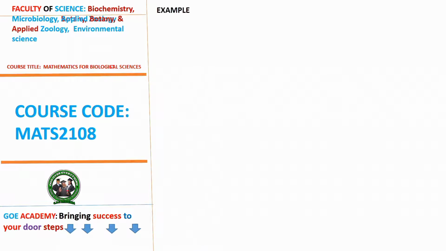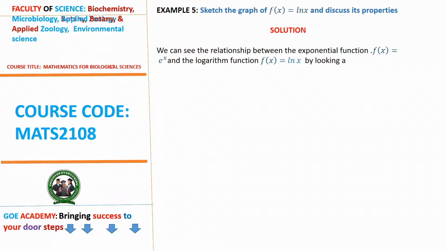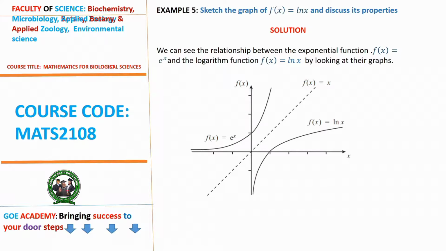So let's look at what happens if we are asked to sketch the graph of ln x and discuss its properties. What do we do? To sketch a graph of ln x, we need to look at the relationship between exponential functions, that's functions of the form f of x equals e raised to the power x, and logarithmic functions, which are functions of the form f of x equals ln x or log x. Let's look at their graphs. I'll just dive into the graph below and you will see. So this is the graph.